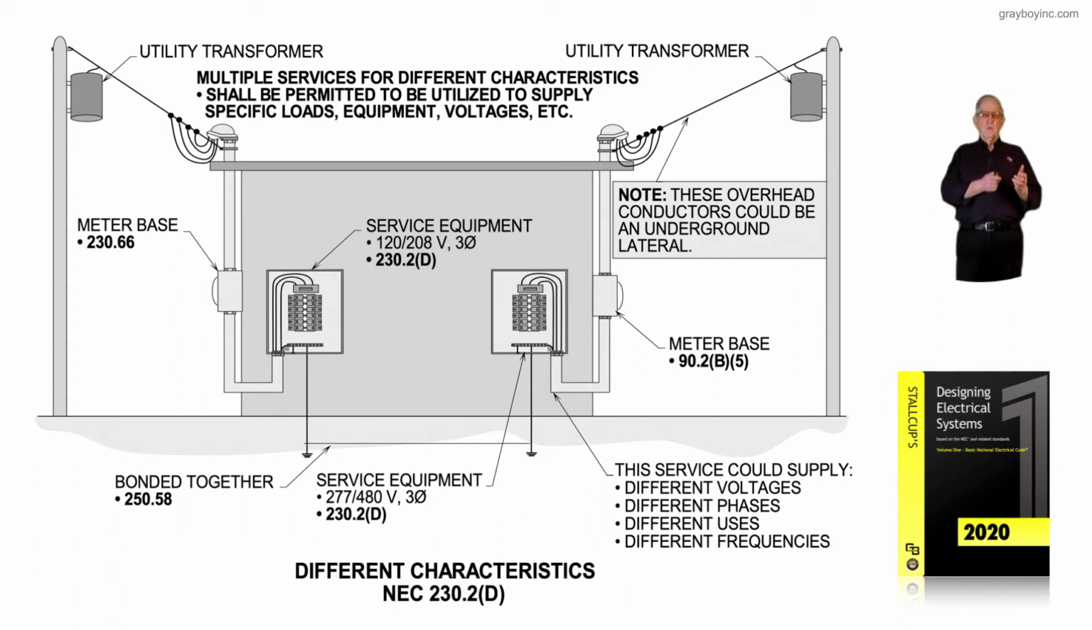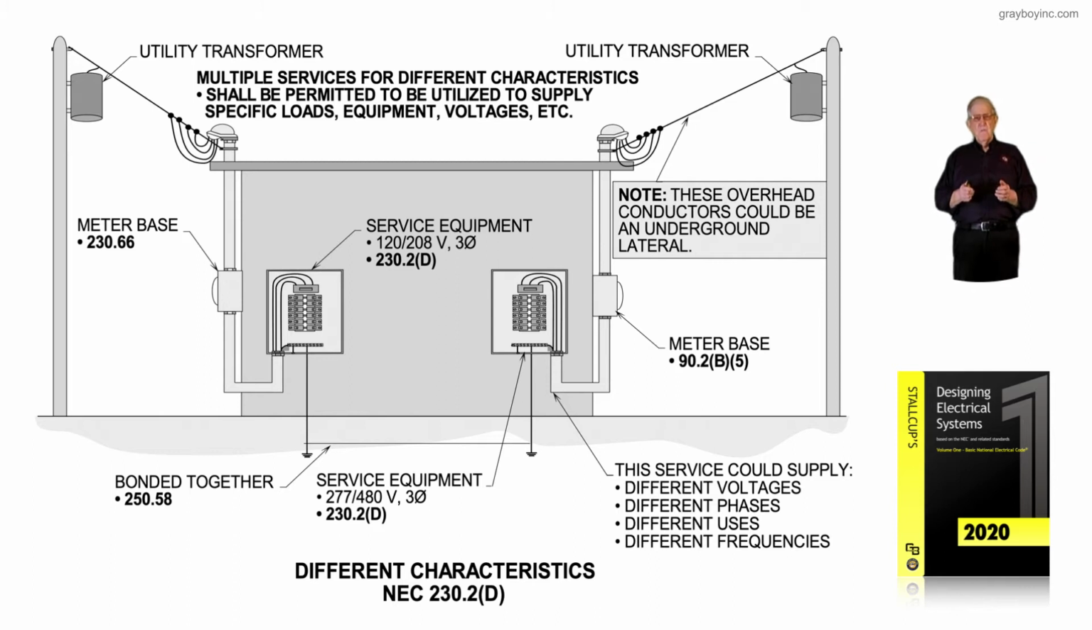The normal service is feeding the building, the lights, the receptacles, and so forth, the equipment. And then I want to add a second service for computer equipment. Okay, I could do that. Then say you were adding a second service to provide different frequencies.